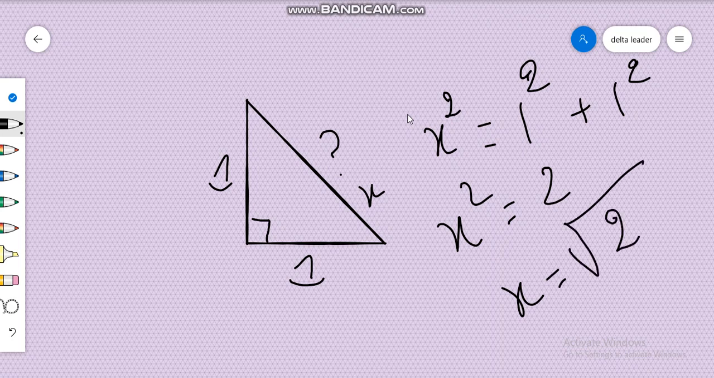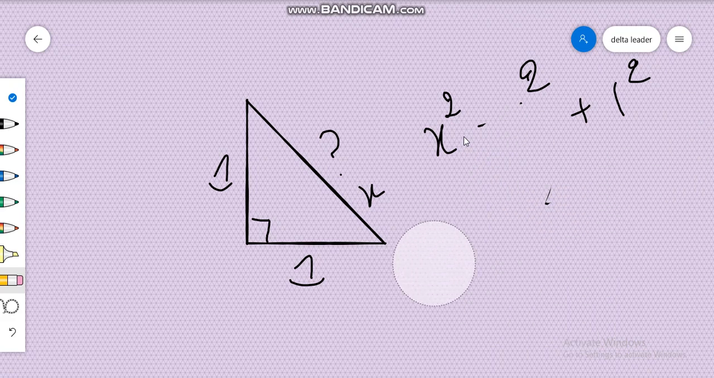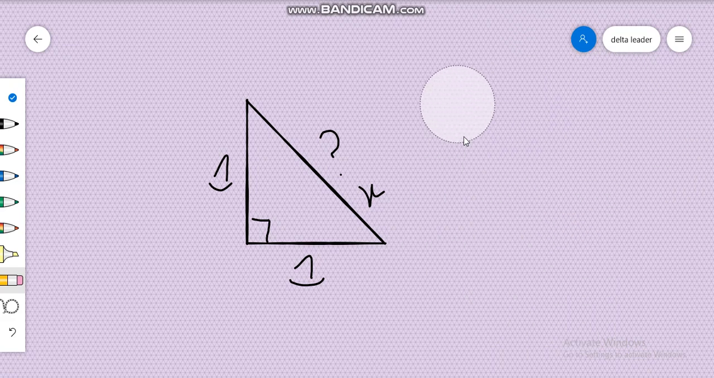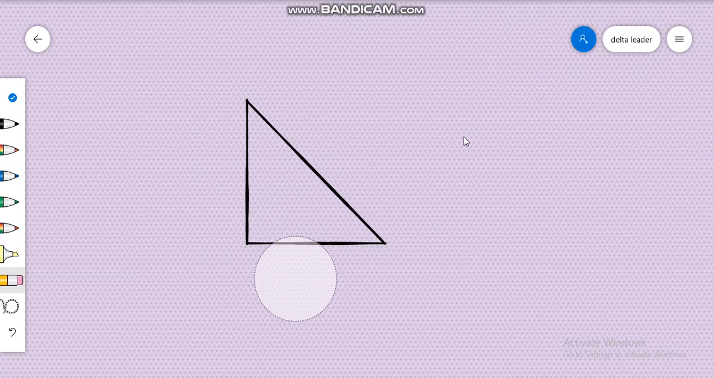But there is one problem with this: we don't know exactly the value of the square root of 2. Like, what is that? How do we find that? To answer that question, Sir Isaac Newton came up with a beautiful formula which can express pretty well the value of the square root of 2.